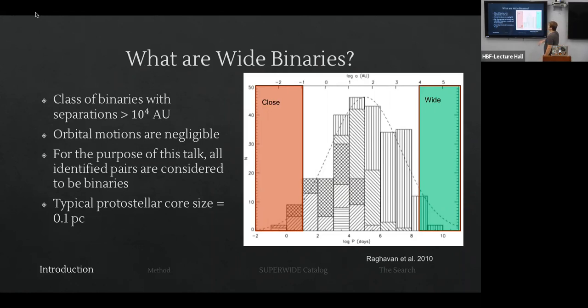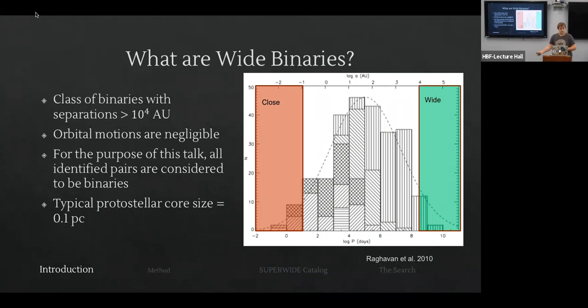So if you look at this plot from Raghavan et al., you have these close binaries down here that have separations less than an AU. On the other end, you have these wide systems that have separations on the order of tens of thousands of AU. And those are the ones that I'm looking at and interested in. With these binaries, their orbital motions are negligible. So when you look at them on the sky, you're never going to see them orbit. And for the purpose of this talk, when I talk about pairs and identified pairs that we found, we're considering those to all be basically binaries.